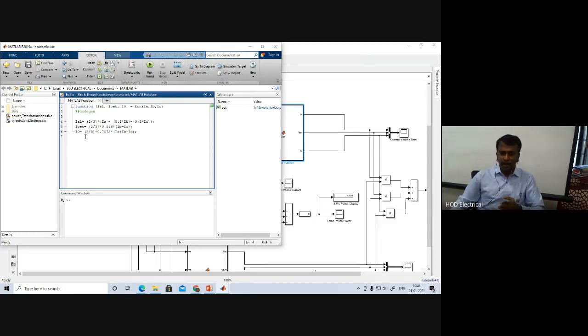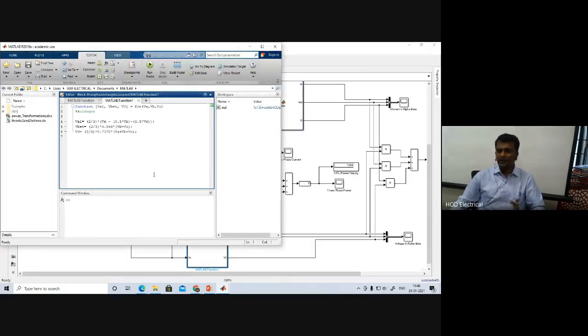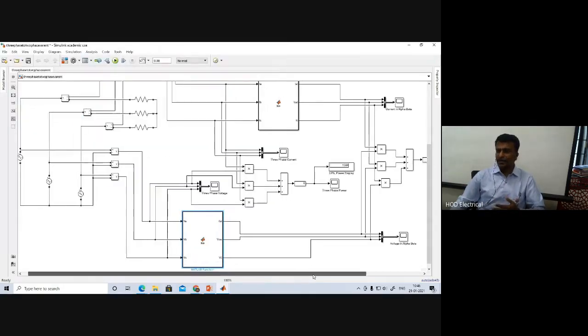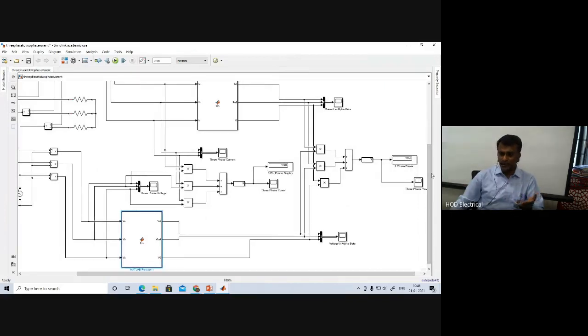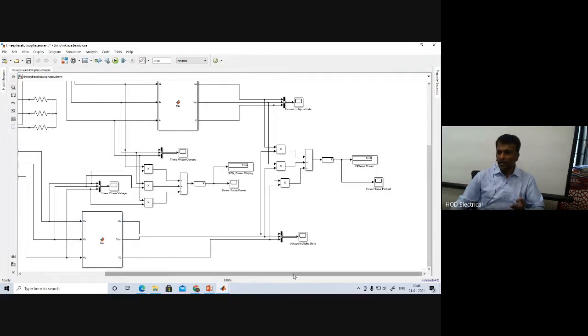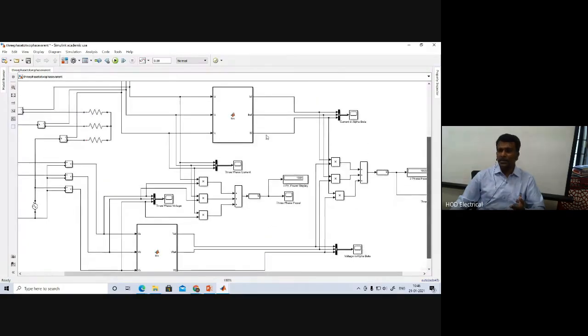Similarly, for I alpha, I beta, I naught also 2 by 3. Similarly, V alpha, V beta, V naught also 2 by 3. So that we can understand how it works. Then remaining all are the same. How I have calculated power, everything, and the power GUI block, everything is the same. Let me run this simulation now.